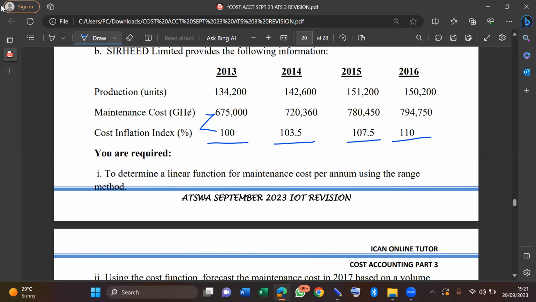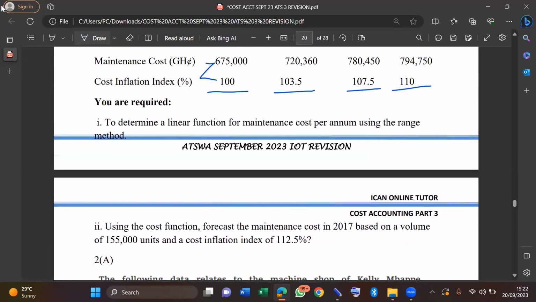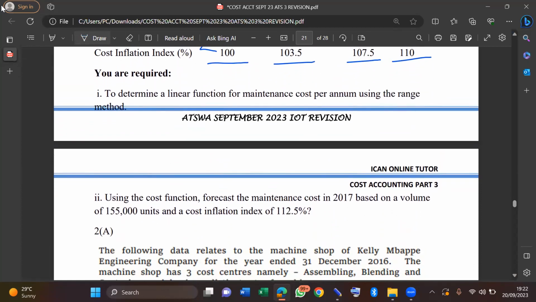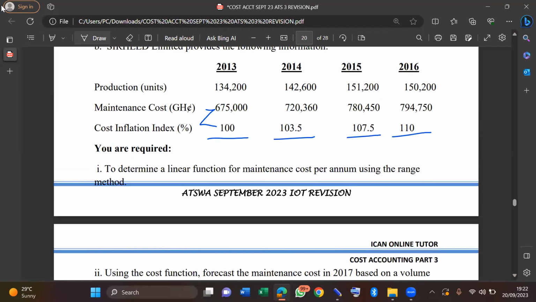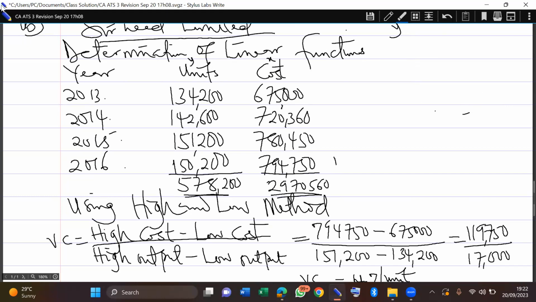Determine the linear function for maintenance cost per user using the range method. Then, using the cost function, forecast the maintenance cost in 2017 based on the volume of 155. That is the big aspect of it. But first of all, what about the inflation? Just have your inflation here.